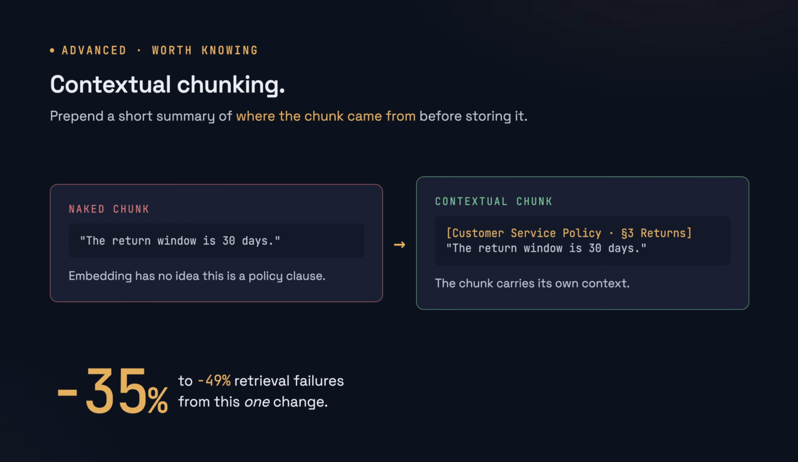The idea is that before you store a chunk, you prepend a short summary of the document it came from and where it sits in the document. So instead of a chunk that says the return window is 30 days, you get a chunk that says from the customer service policy, section 3 returns, the return window is 30 days. This reduces retrieval failures by 35 to 49% because the chunk now carries its own context.